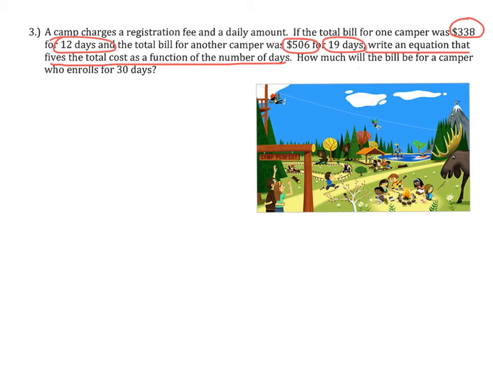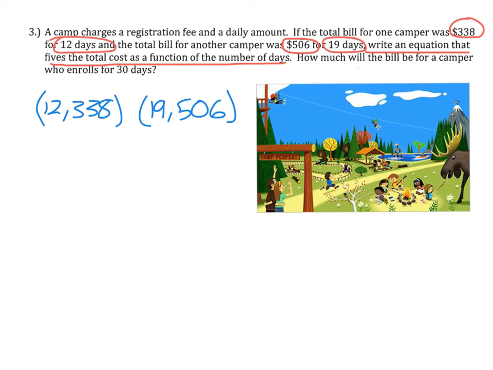But we do know that at 12 days, the cost is $338. Now I'm putting the 12 first here, even though it comes second in the problem, because 12 is the input. The cost has to be the output in this situation, right? The number of days determines what the cost is. So here I have 2 points. Now, anytime I have 2 points, I can always find the slope.